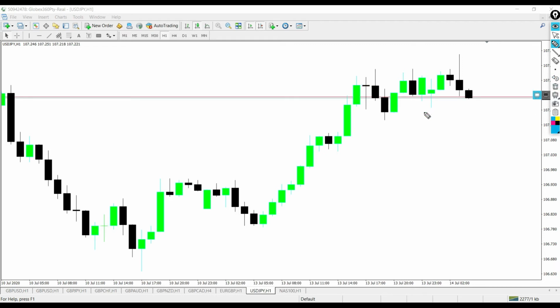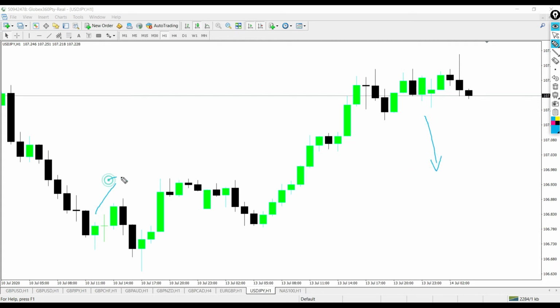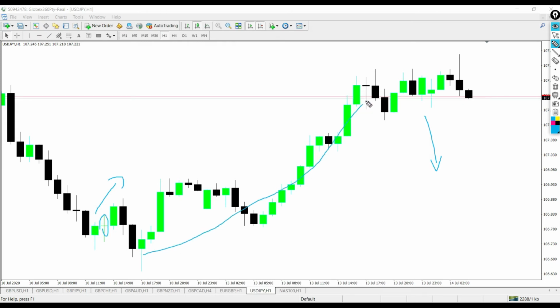So that is what makes a wick, or sorry, a doji candle. And these type of candles, they tell us whether the market is about to reverse to the downside or to the upside. If you check, this candle came in, and look, the market has been going up ever since. This candle came in, the market went down till this point, and some candles came in here, which I'll explain a bit later on, and the market went up.